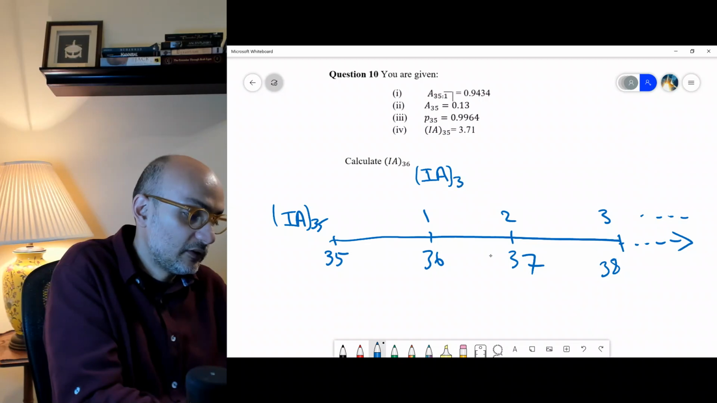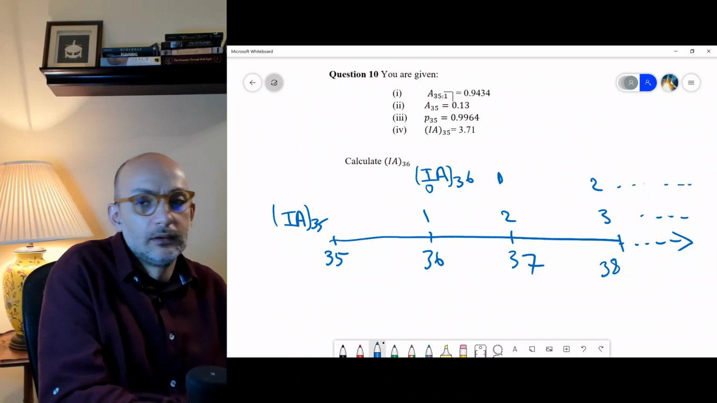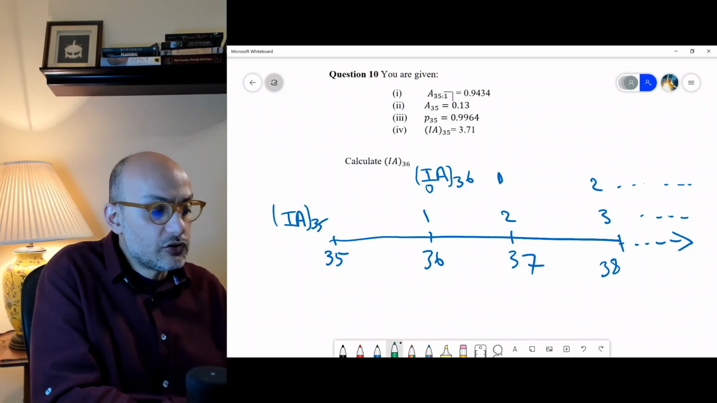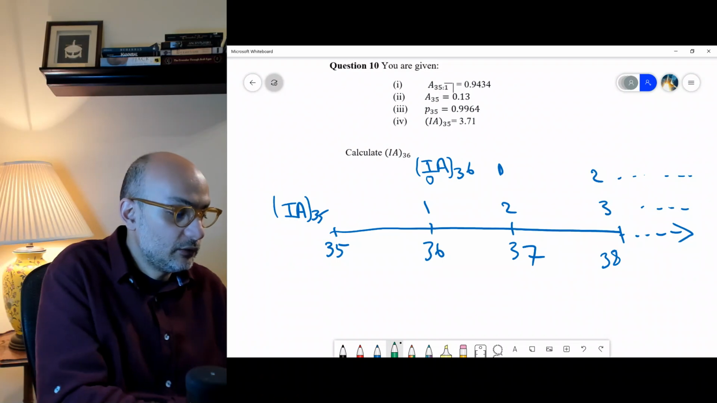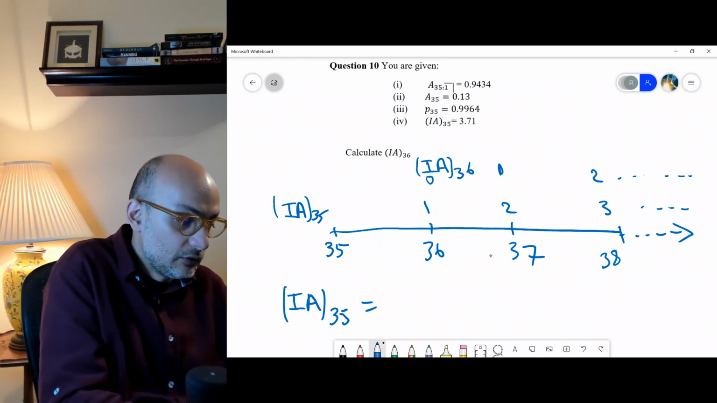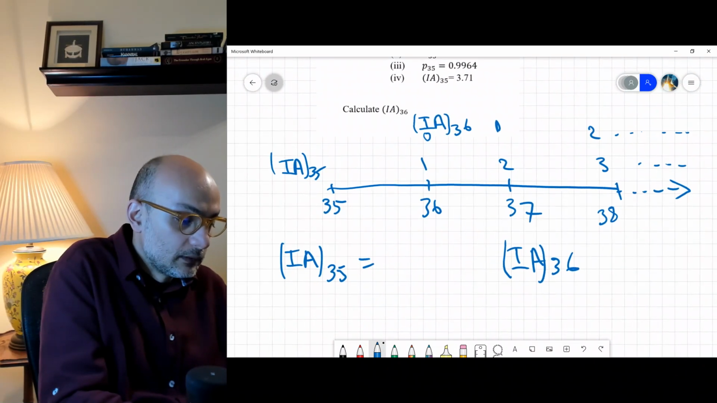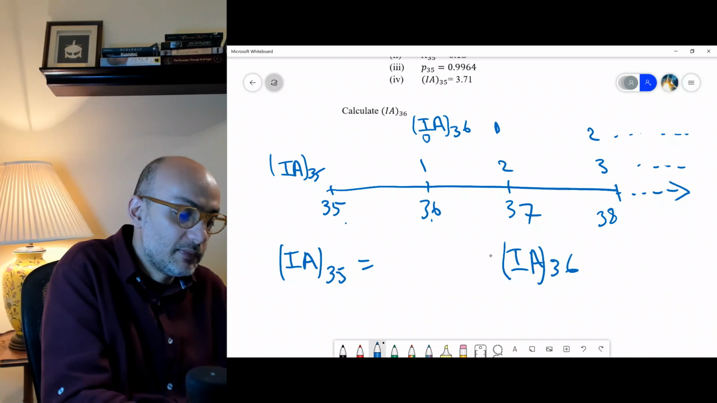IA36 will give us 0 here, but it will give us 1, 2. So we need to add something to it to balance it, similar to what we did. If we add another element to it, which is A35, it will balance. But let's look at this relationship based on the previous identity. We need to have IA36, but we need to bring it back because it's at a different time. One is here, one is here. How do we bring it back?